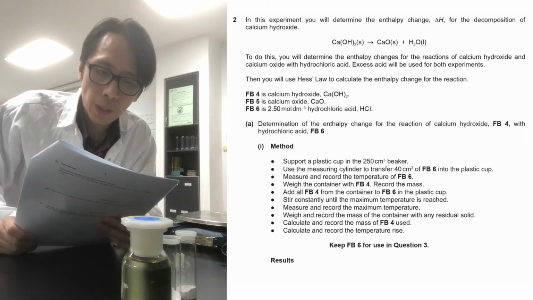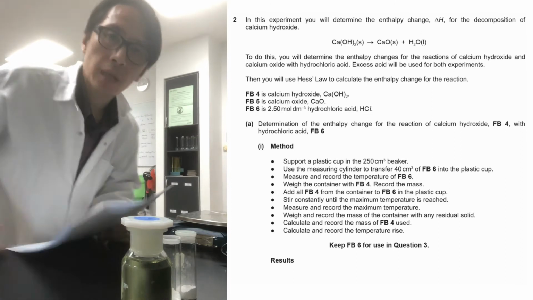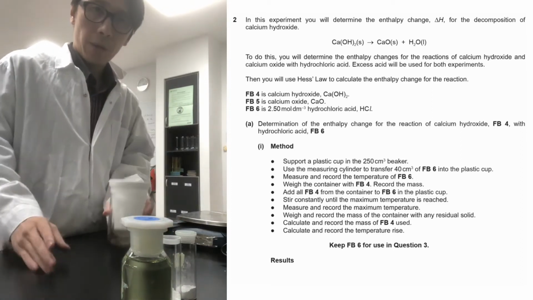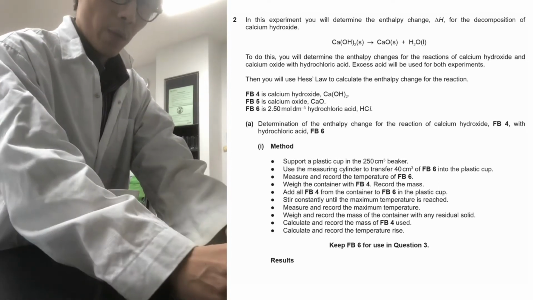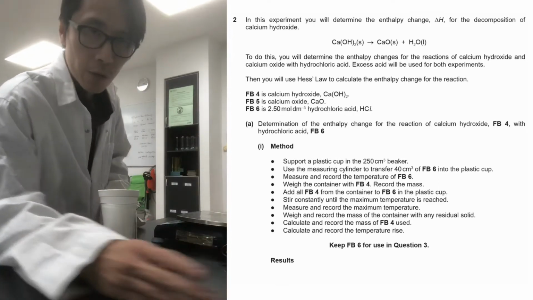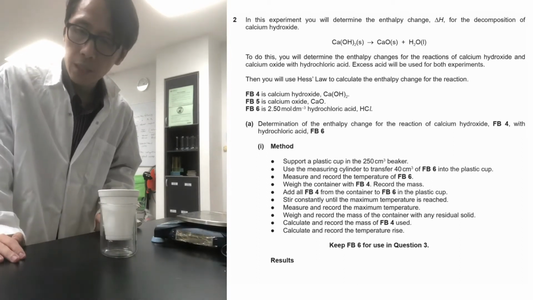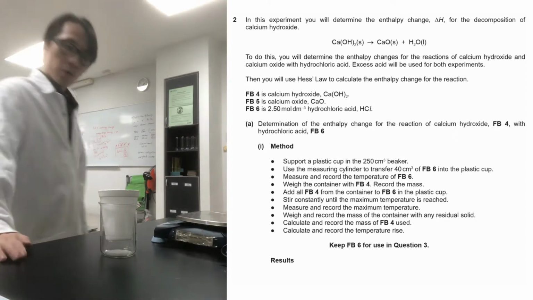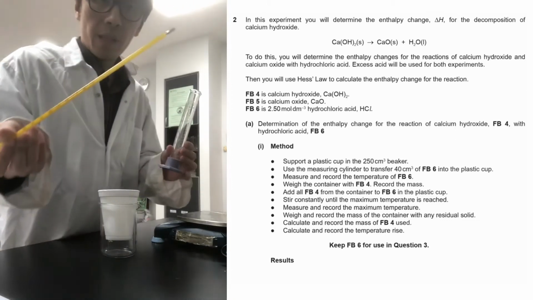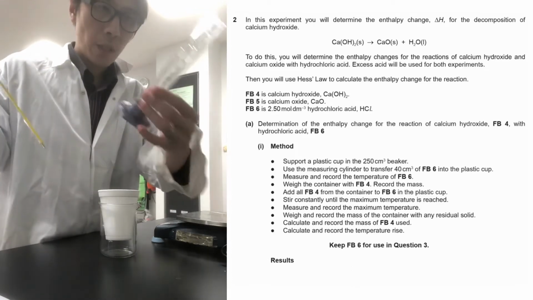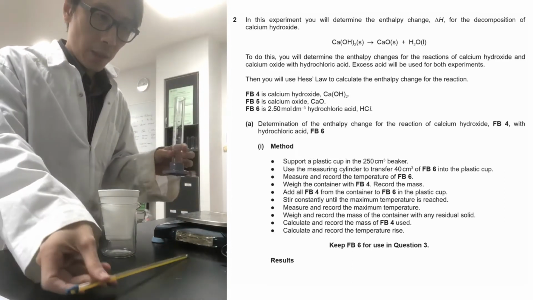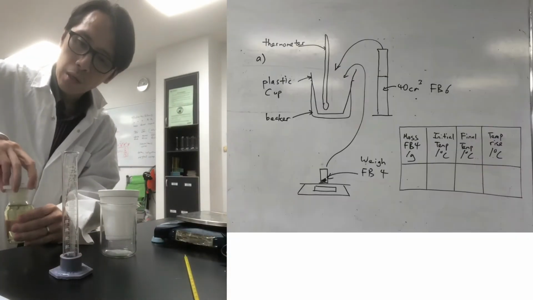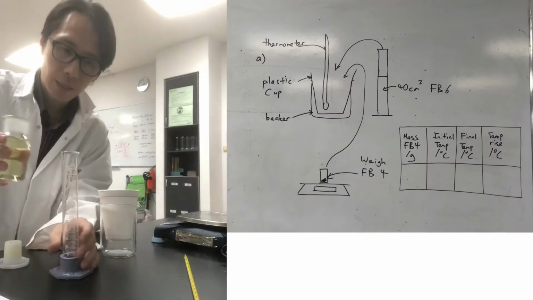So first we have to support a plastic cup in a 250 cm³ beaker. So let me get the equipment. Okay, so plastic cup. Let's insert it in the beaker that will support it. Pull this out of the way. And here I have a solution of FB6 which contains hydrochloric acid. I will need a measuring cylinder to measure out 40.0 cm³. And finally, I'll need a thermometer to measure the temperature change. So 40 cm³ measuring cylinder, thermometer. I'll need to measure out 40 cm³ of FB6.